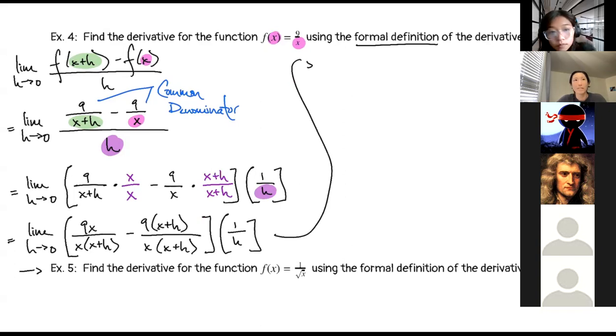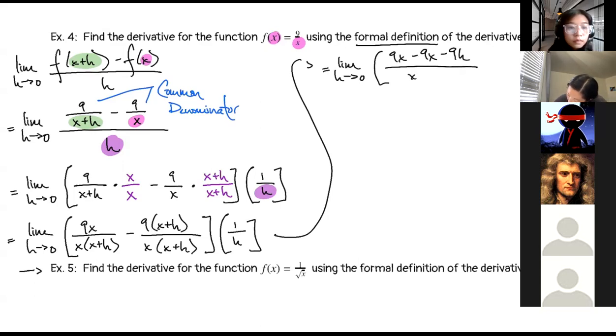All right, I've got my common denominators. Now I can turn two fractions into one fraction. Now I can subtract. And so I'll get, let's see, 9x minus 9x minus 9h over x times x plus h, times 1 over h.